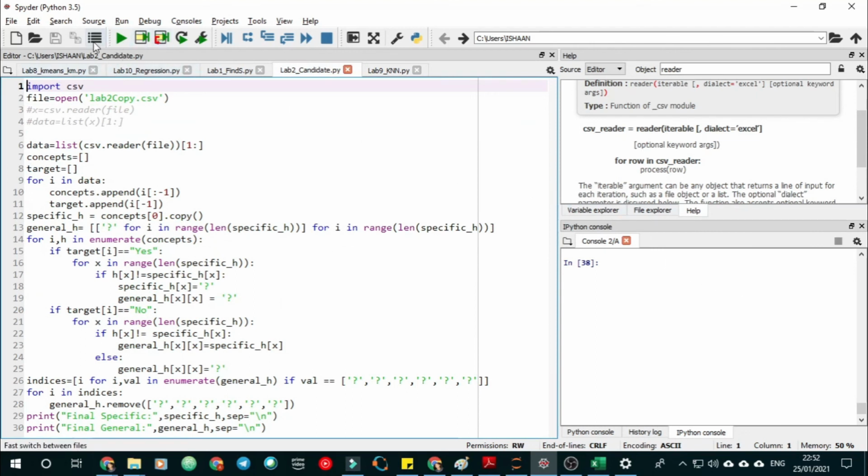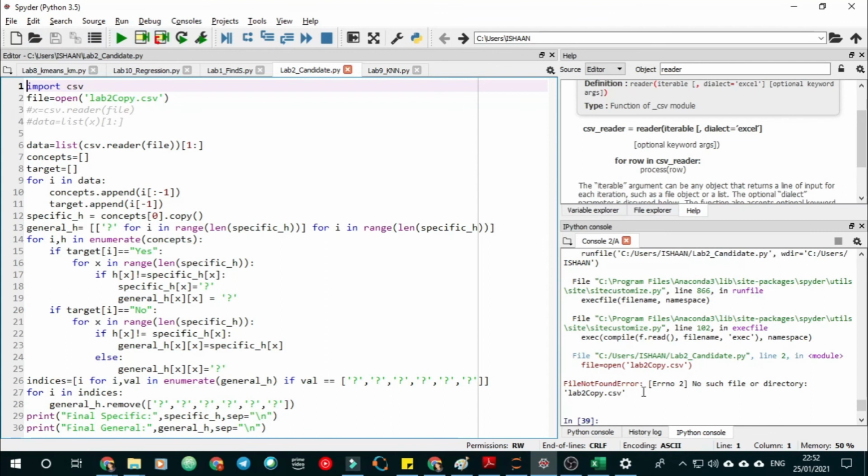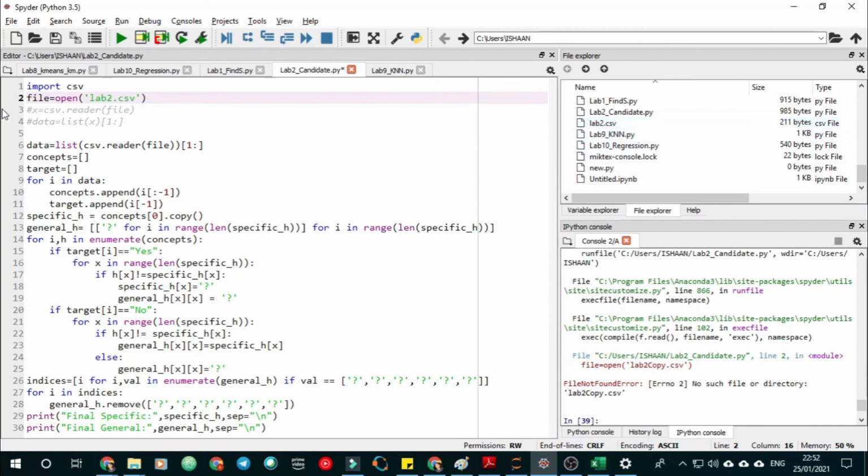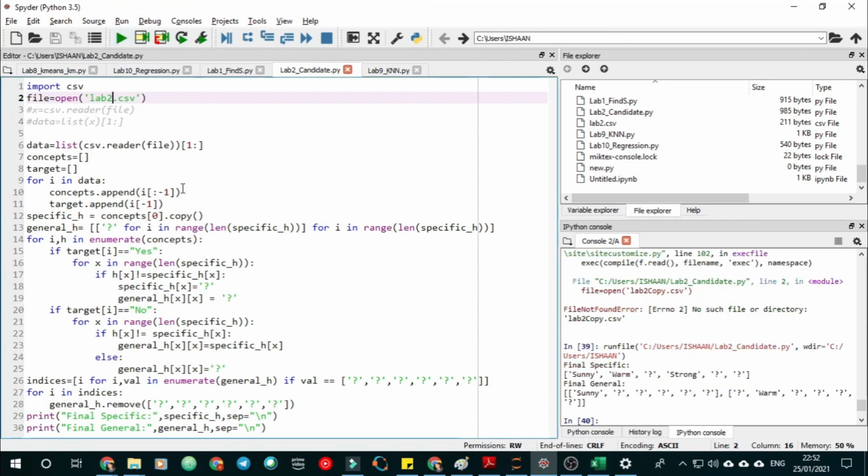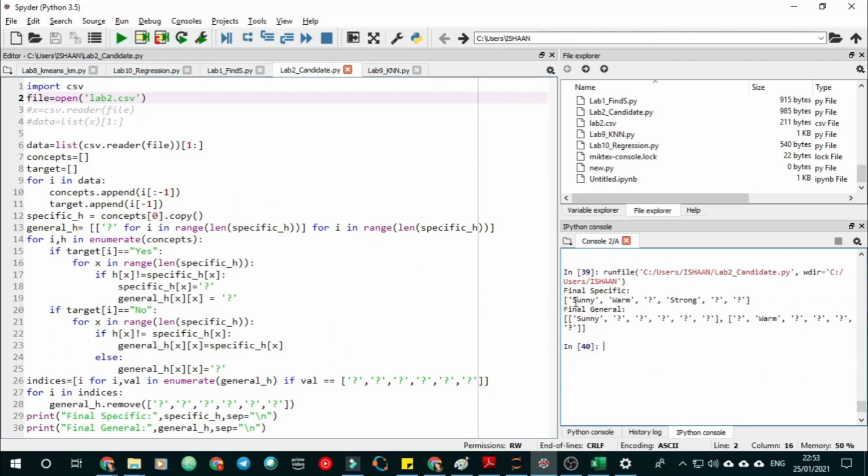I just save it, and I run it. I found no such file or directory, because I have changed the file name. I need to change it to lab2.csv, right? Okay, I just save it, I run it. Okay, I got the output. This is the general hypothesis, and this is the specific hypothesis. Okay, the same I got, right? Sunny, warm, question mark, strong, question mark, and the general one is sunny and warm, others are question mark.